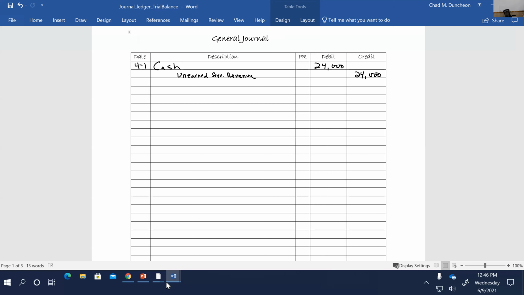Okay, so if we got to the end of April, 4/30, and they had performed $4,000 worth of services, then on this date we can remove it out of unearned revenue by debiting that liability.